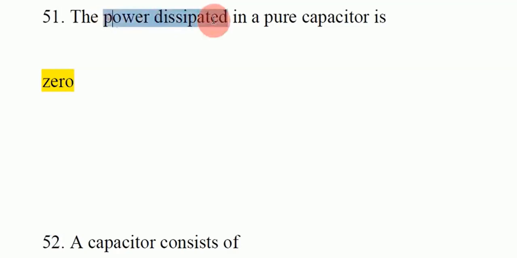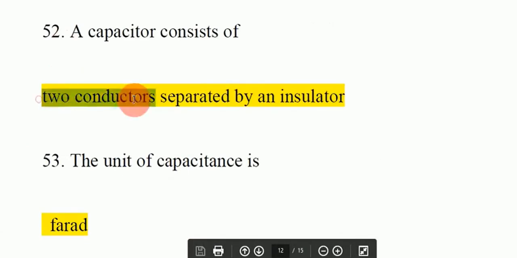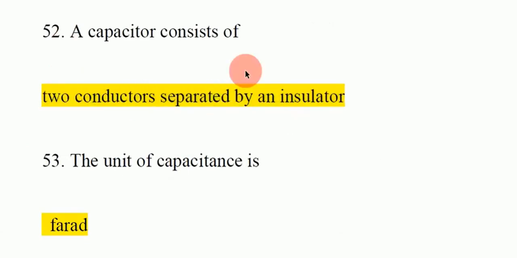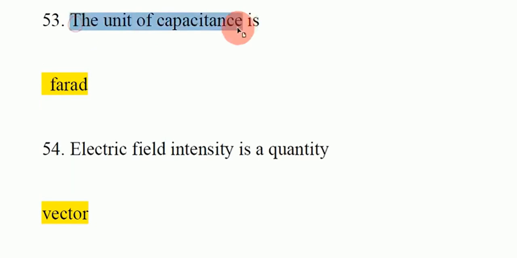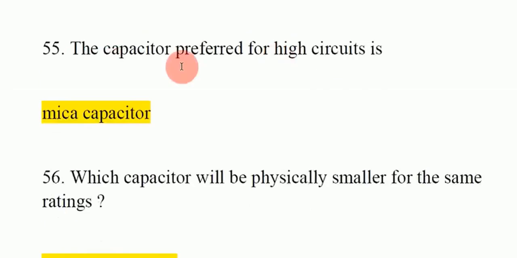The power in a pure capacitor is zero. A capacitor consists of two conductors separated by an insulator. The unit of capacitance is the farad. Electric field intensity is a vector quantity. The capacitor preferred for high frequency circuits is the mica capacitor.